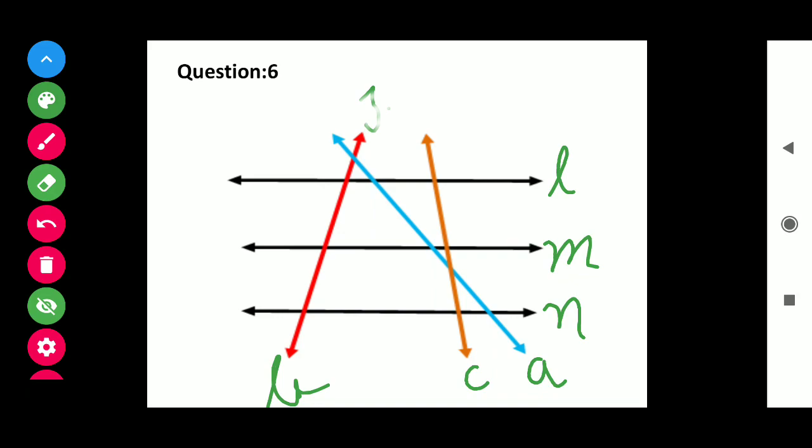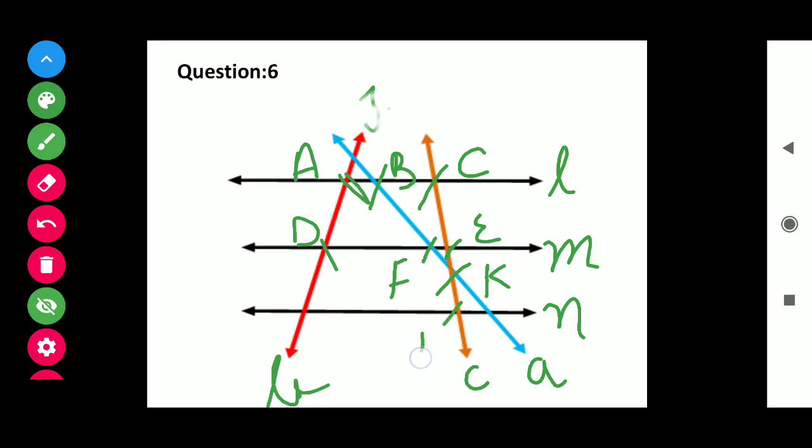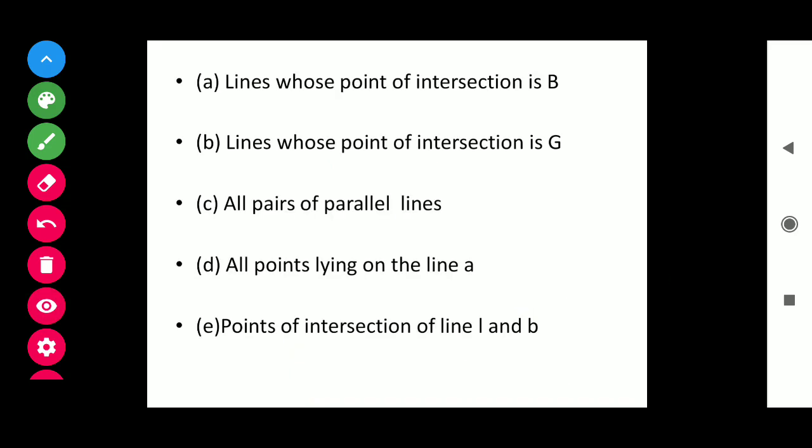First I will give names to the intersecting points. This intersecting point will be A, this one will be B, this one will be C. Already all these things are given in the textbook. So this one is D, this one is E, this one is F, and this one is K. This one is H, this one is I, and this one is G. Okay. Now we will move forward to the questions.